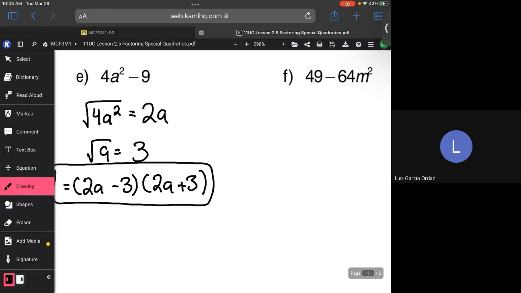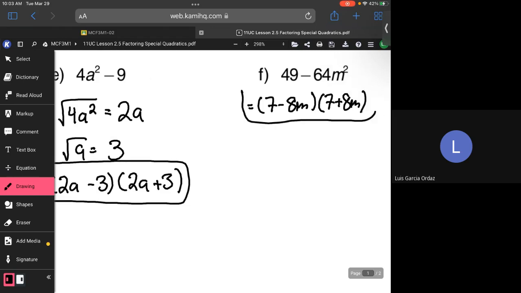Camilla? Minus 7 and 8 on the side. Close. You got the right stuff, but what should come first? Oh, 7. So what would it be? 7 minus 8, and then 7 plus 8. Here we go. For this one, since your constant is first, your constant should be the first term in your bracket and then your variable part. Whatever order it appears in is the order in which you write it.